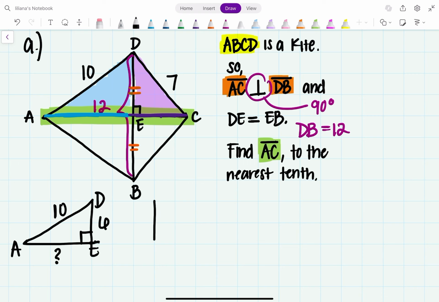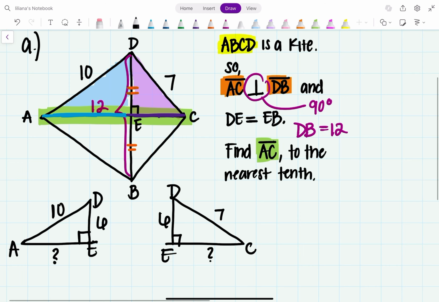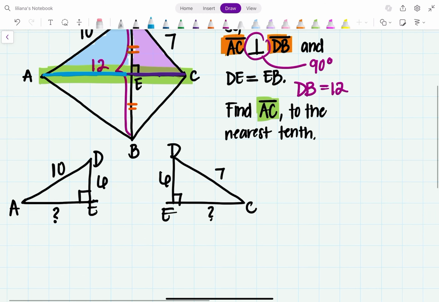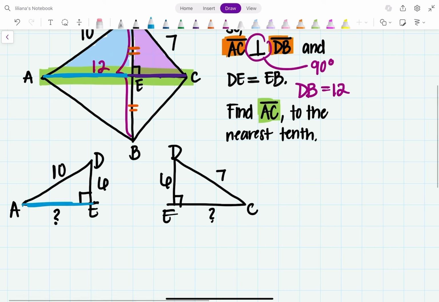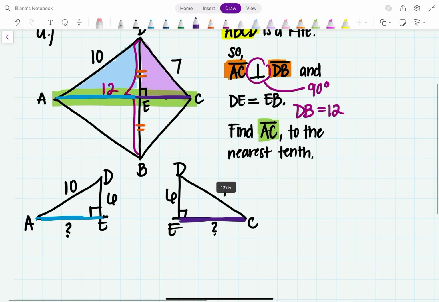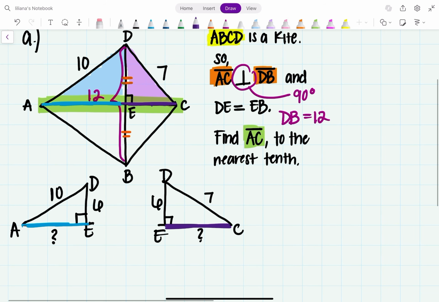The other one is going to be this next triangle, and this is E, C, D. This is 7, making this one 6 as well. And what we're trying to find are these bottom ones here, which are AE and also EC. So we're going to use the Pythagorean theorem on both of them to identify what AC is. Let's start off with the first one.